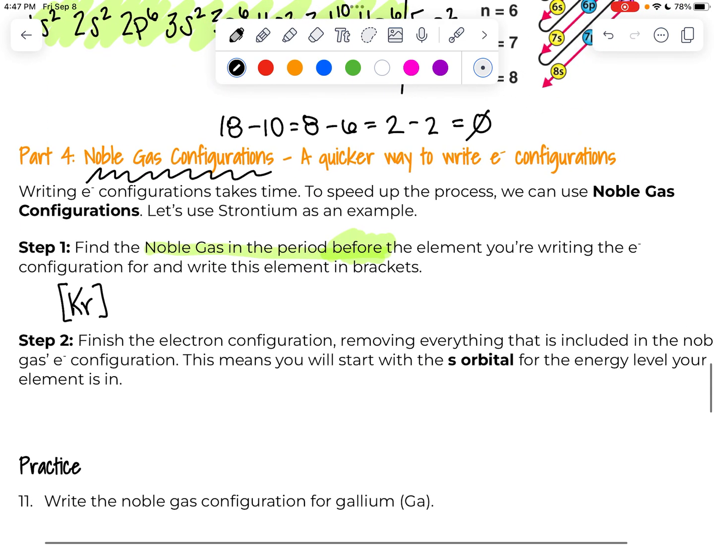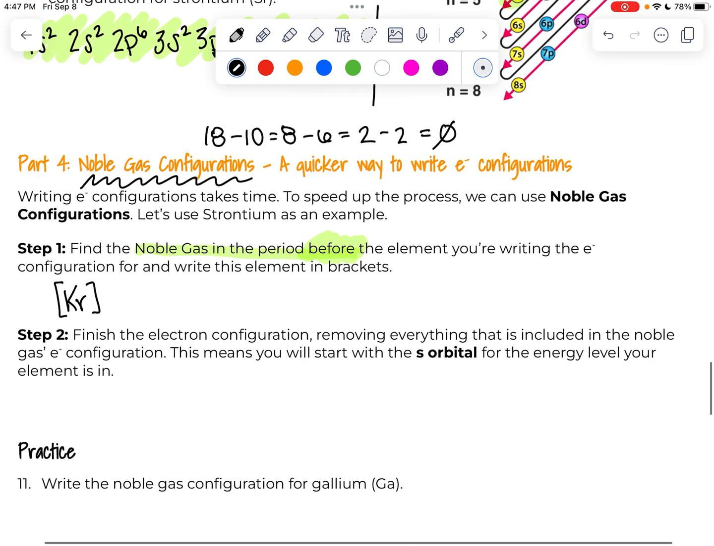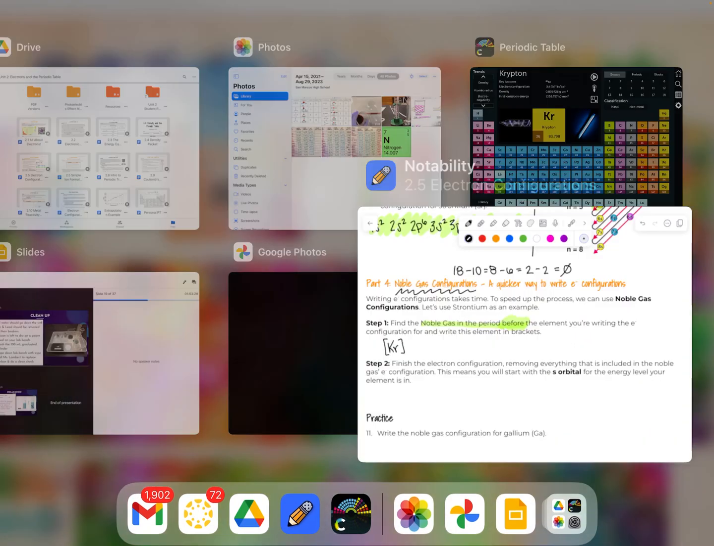So step 2, you're going to finish the electron configuration by removing everything that's included in the noble gas configuration. What that means is you're always starting with an s orbital. Why? On the periodic table, there's some organization that we're going to take a look at. Those first 2 columns, groups 1 and 2, starting with hydrogen and then beryllium, that's called the s block. Why? Because their electron configurations end there. They will end with some energy level in an s orbital.